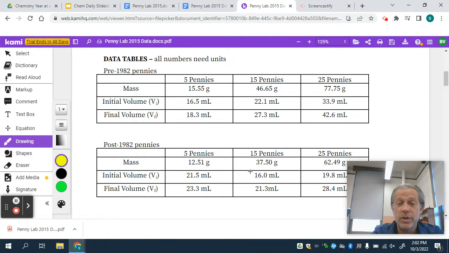So I'm going to tell you to pause your video and record the mass and initial and final volume data for pre 1982 pennies. And if you weren't here the last time we got together, record that data for post 1982 pennies. So go ahead, pause the video, and restart the video once you've completed copying your data.